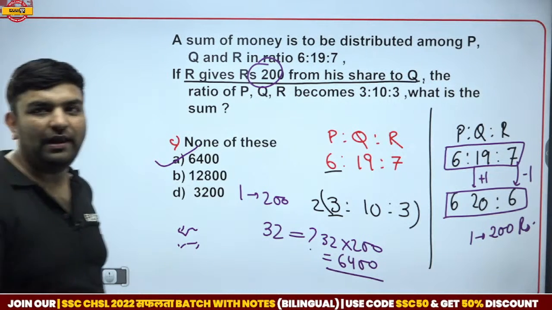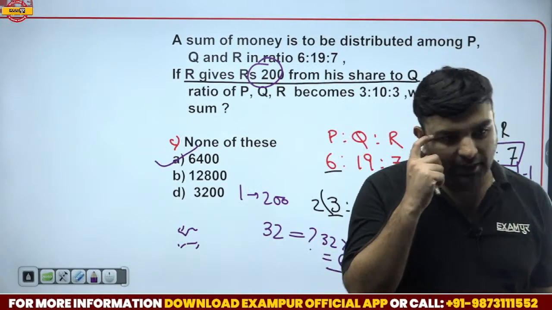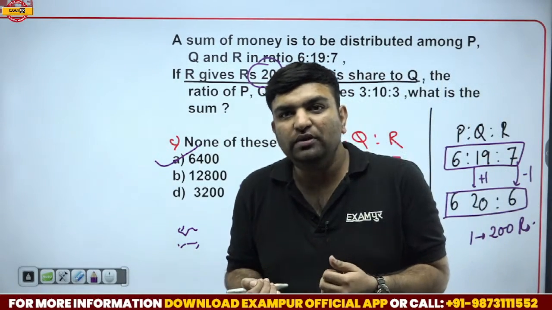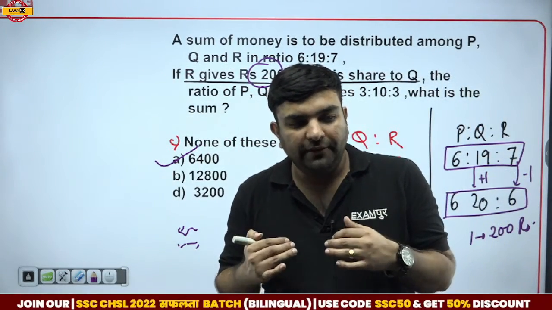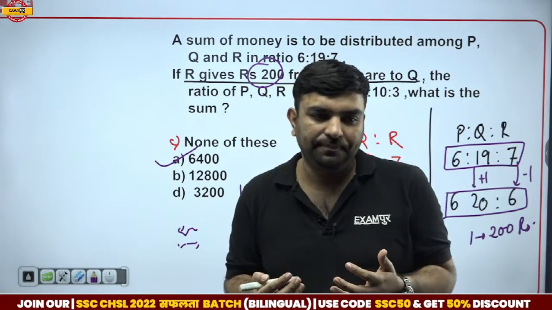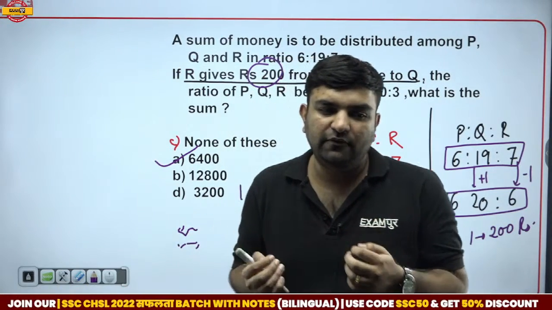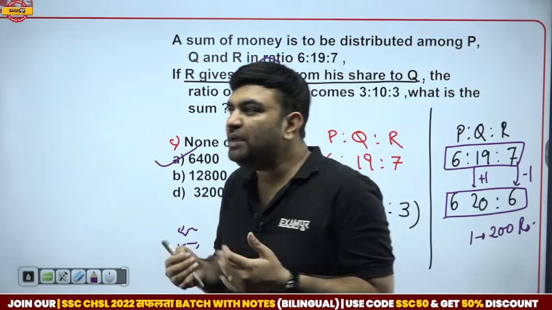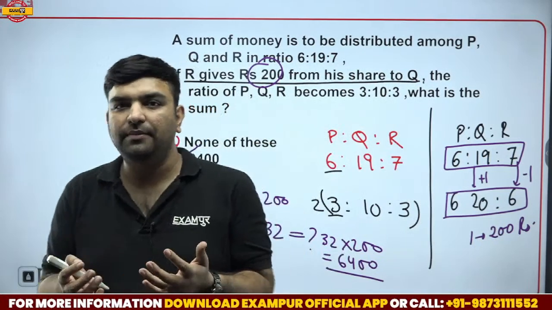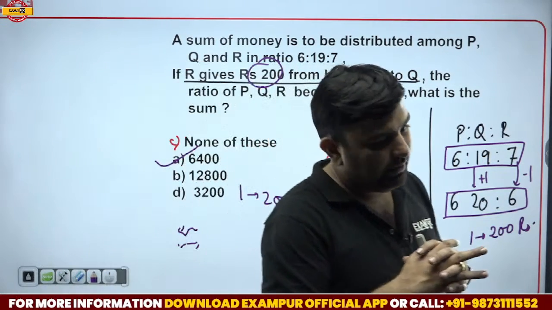What is the ratio balancing we have applied? Since R is giving and Q is taking, the value of P should be same, because P is neither involved in giving nor in taking. So value of P is same. So we have made the question like that.